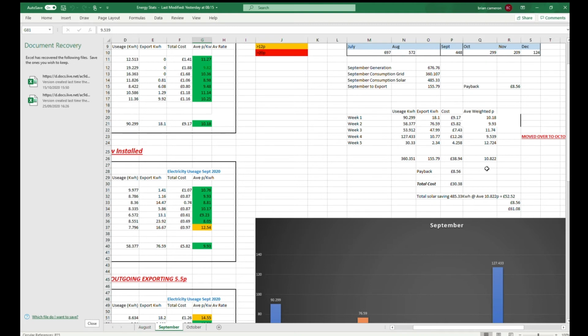Payback of 8.56. So actually what it cost us is £30 for our electricity for the whole of September, which I'm really pleased about. That also includes car charging, etc.